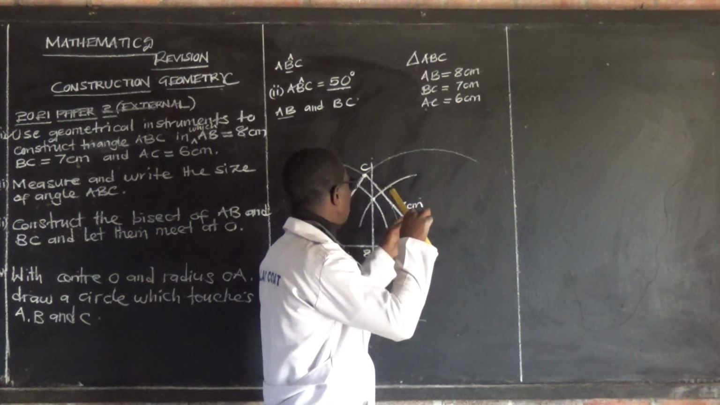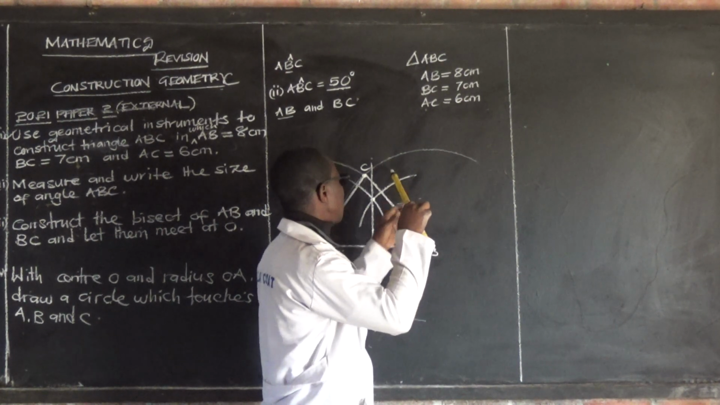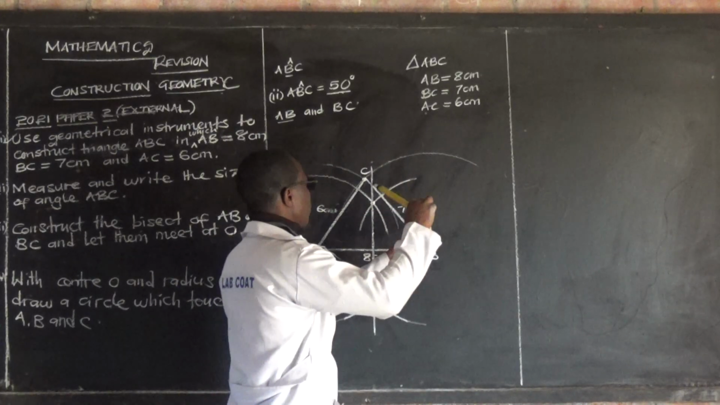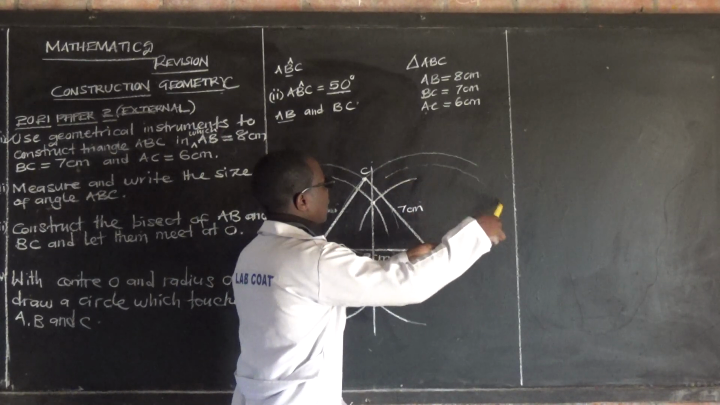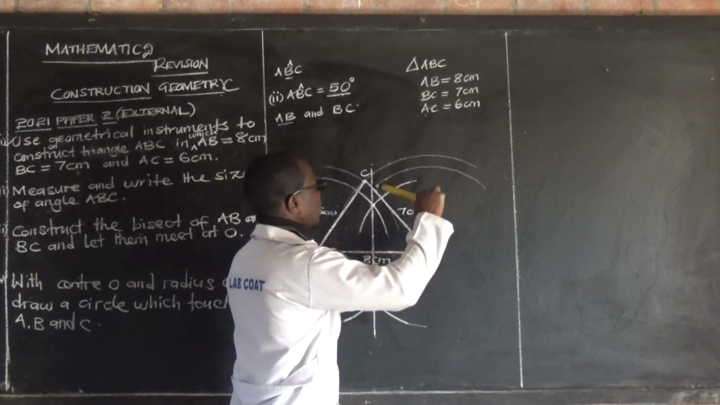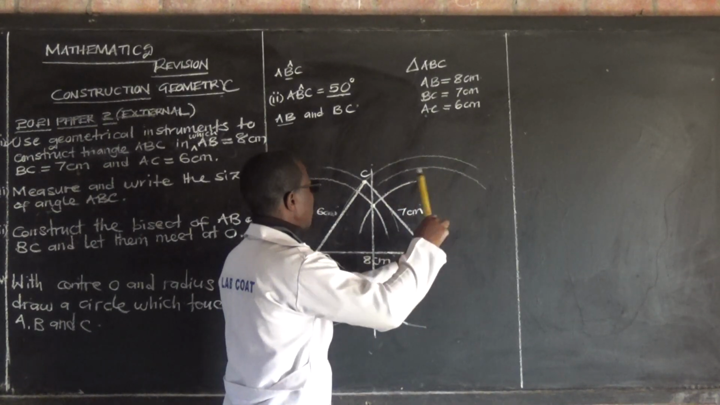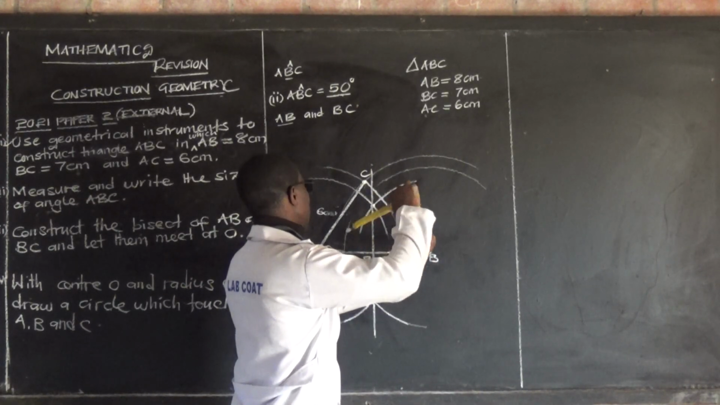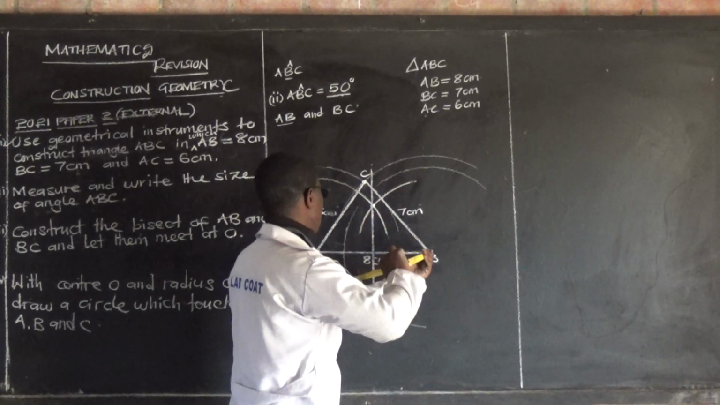Let me just adjust. Are we together? This is more than half. Fine. So I'm going to strike an arc this side, putting my point at B. I strike an arc this side. I also strike an arc this other side. Are you able to see, guys?